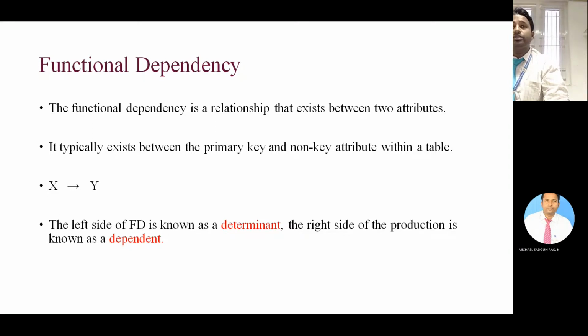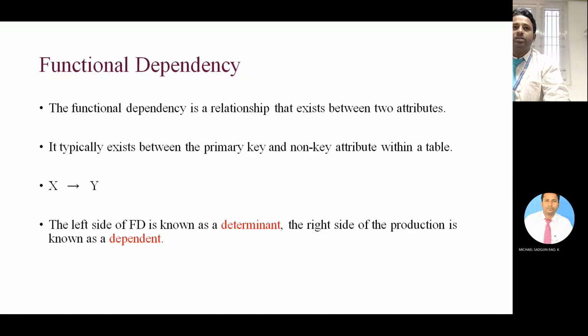Functional dependency is used in normalization. Normalization in database is used to reduce the redundancy of data. Redundancy is nothing but repetition of the same data, storing the same data in multiple locations.